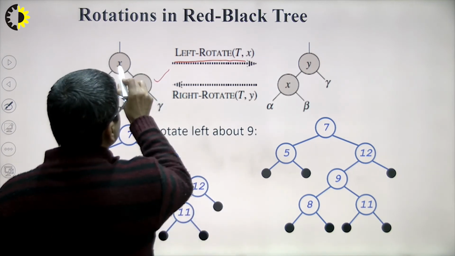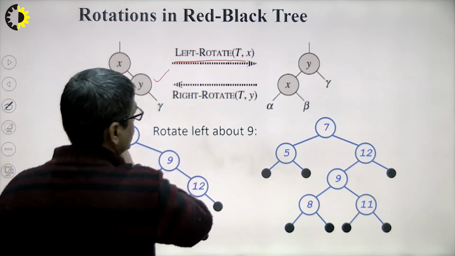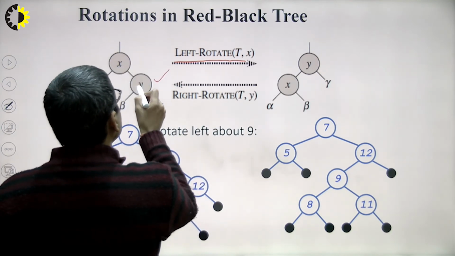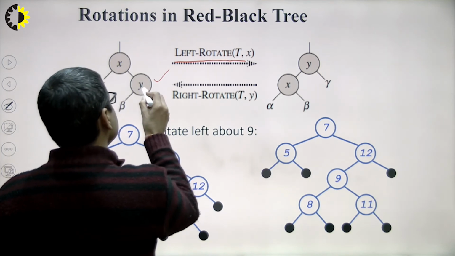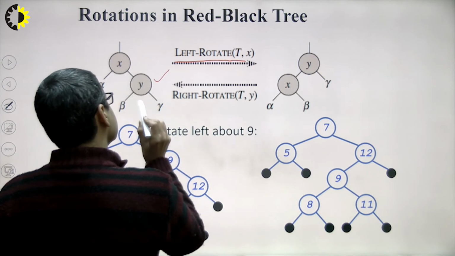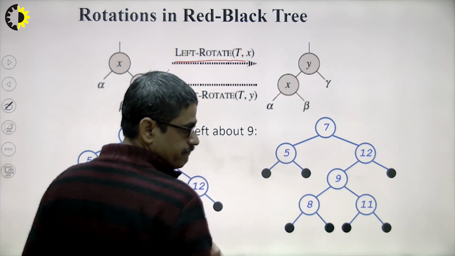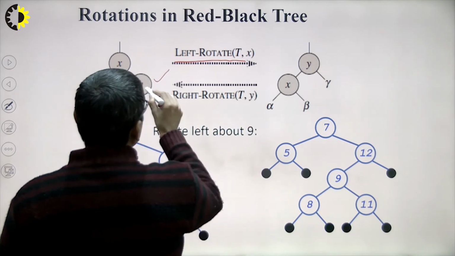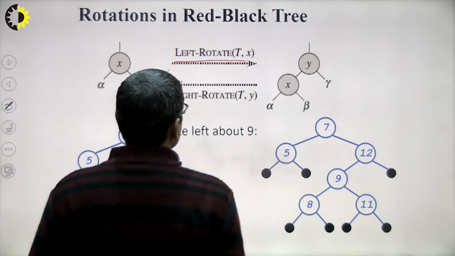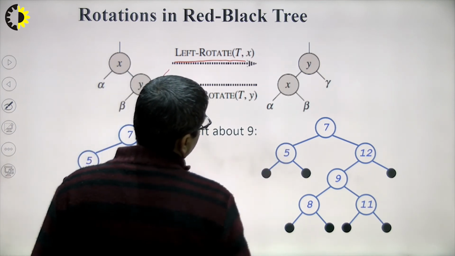So suppose we have to perform this left rotation on node x. What we have to do? The first change: y becomes the parent of x, and x becomes the child of y. We have done this. Then whatever y's right child is there, that would stay associated with y, and whatever x's left child is there, that stays associated with x.